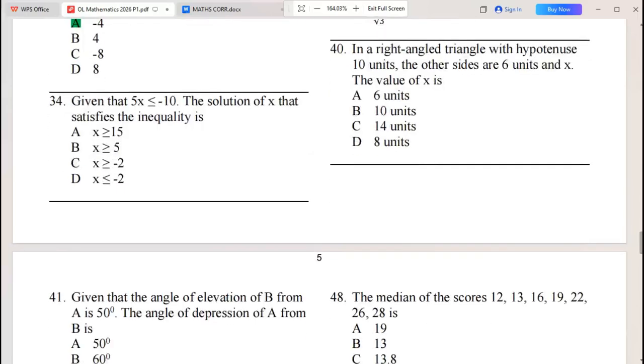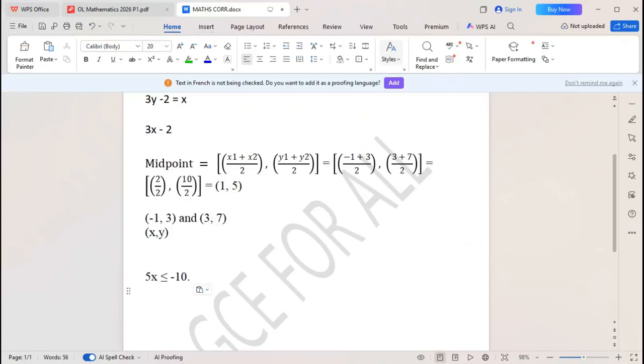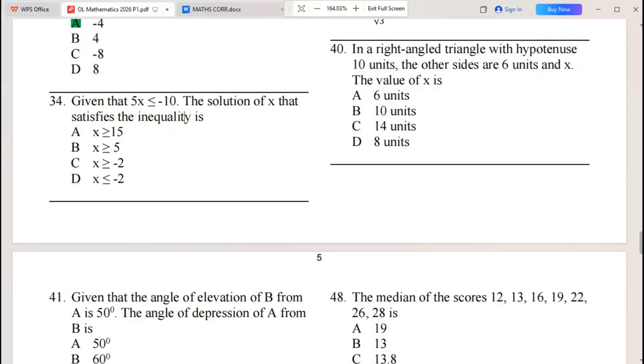Question 34. Given that 5x is less than or equal to minus 10, the solution of x that satisfies the inequality is. Alright, so we have it that 5x is less than or equal to minus 10. We can proceed by isolating x, and to do that we can divide all through by 5. 5 divided by 5 is equal to 1, so that's going to give us x is less than or equal to minus 10 divided by 5, which is minus 2. So x less than or equal to minus 2 satisfies this inequality. Now looking at the options, x less than or equal to minus 2 is D.